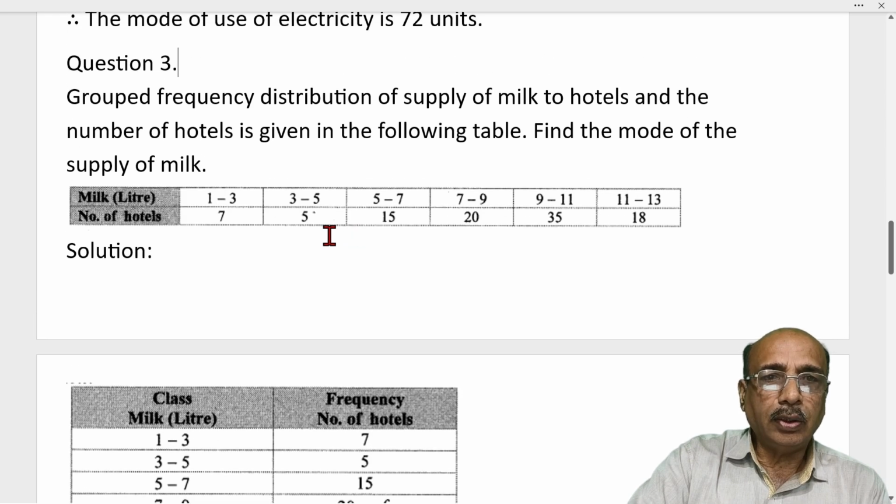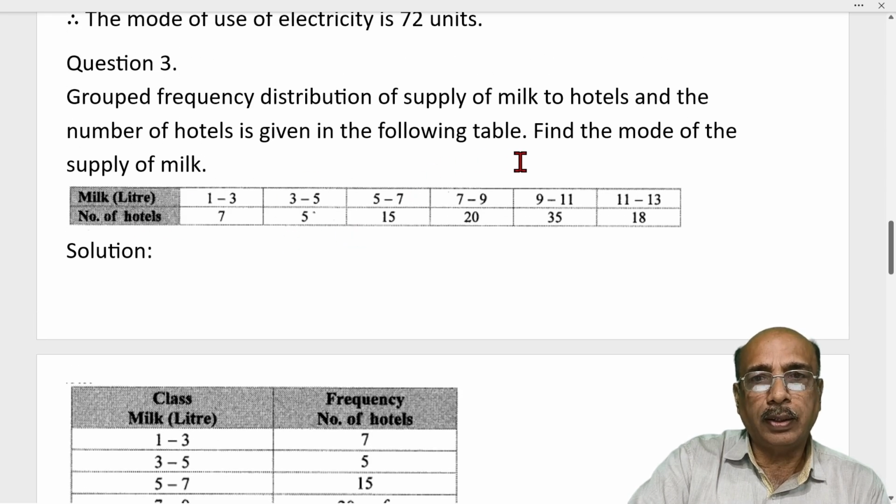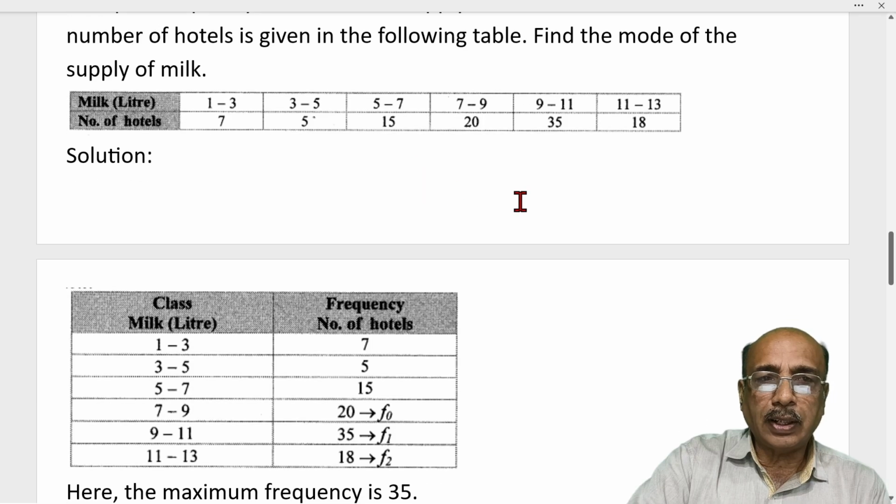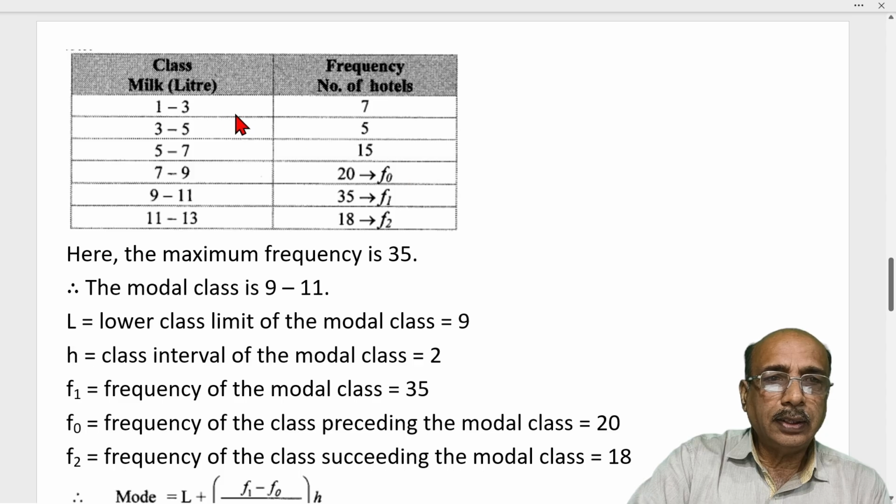Question number 3. The group frequency distribution of supply of milk to hotels and the number of hotels is given in the following table. Find the mode of the supply of milk. Milk in liters is given class-wise: 1 to 3, 3 to 5 and so on up to 11 to 13, and the frequencies are the number of hotels. The highest frequency here is 35, so the modal class is 9 to 11.